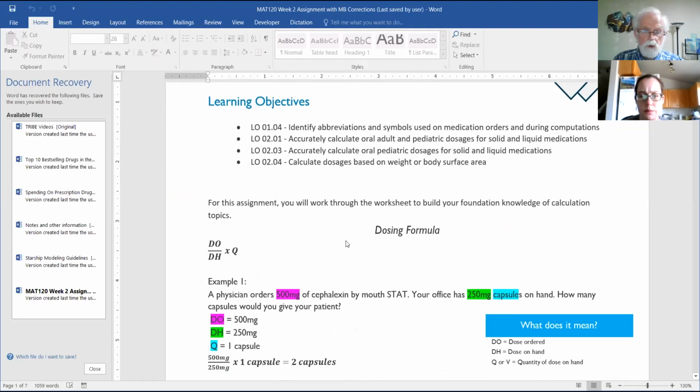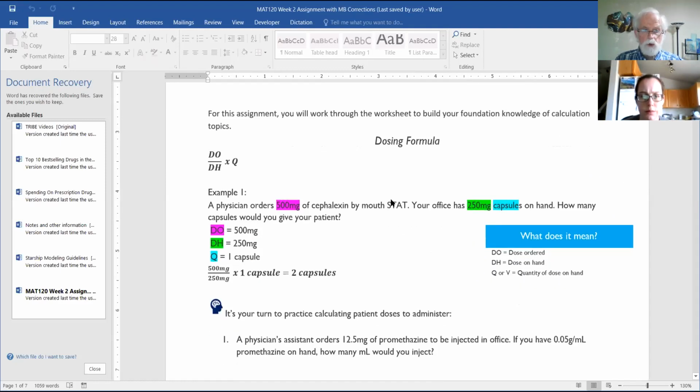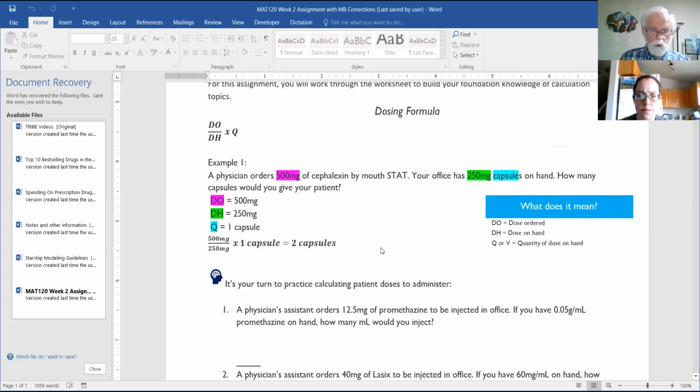So we know the basic formula. We went through that last week. The dose ordered divided by the dose on hand times this strange Q quantity, this dosage form, the form that it's delivered. So in this particular, we have an example here.